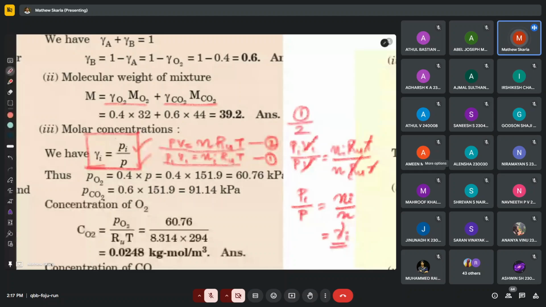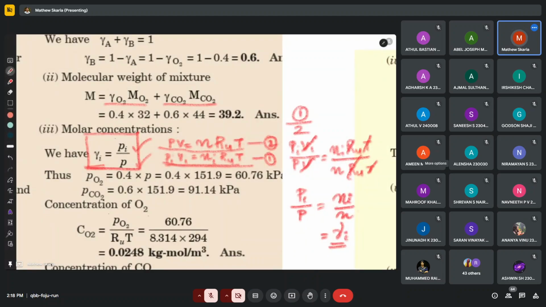It is from the relation PV is equal to n into R into T, written for an individual gas, say PO2 into VO2. The volume we are taking as the same. Ni is the number of moles of the component, R is the universal gas constant, and the temperature we are keeping the same. So we get gamma I is equal to Pi by P.